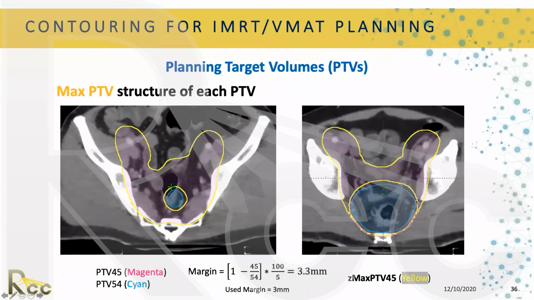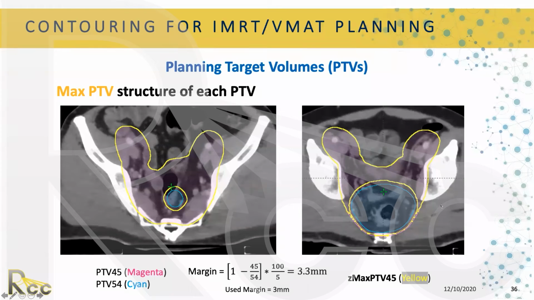For example, in this pelvic case we have a PTV in magenta, you see the color here. The PTV 45 is all of this. Then you have a PTV 54, which you're going to be boosting. If we do the formula, we come out with a margin of 3.3 millimeters. I use 3 millimeters. So you're going to create that Z max PTV 45 by subtracting the PTV 54 plus this 3 millimeter margin from the PTV 45.